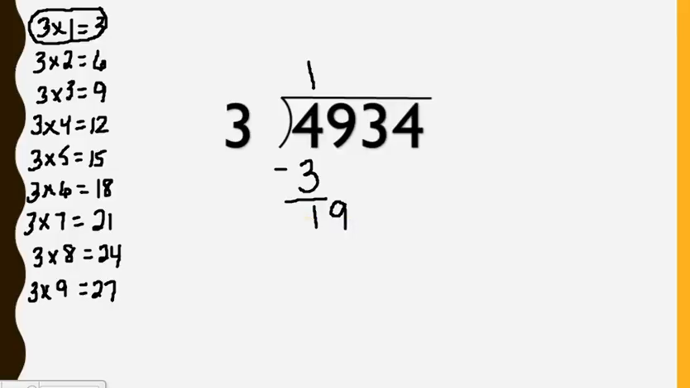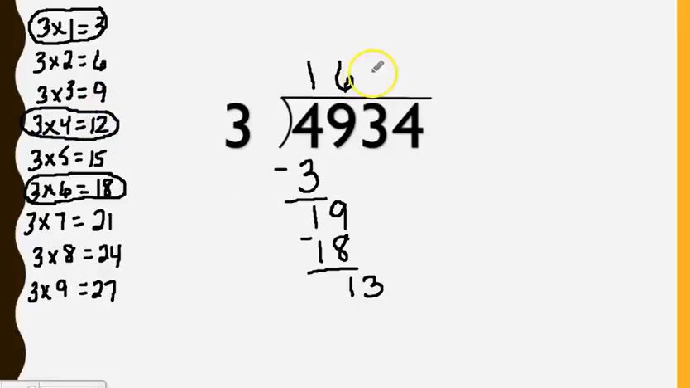Okay, so I'm going to come over here. How can I get close to 19 without going over? This goes over. Aha, here we go. I'm going to use this one now. 3 times 6 is 18. Okay, bringing that 3 down now. Okay, how close can I get to 13 without going over? Looks like right here. 3 times 4. All right. 3 times 4 is 12.